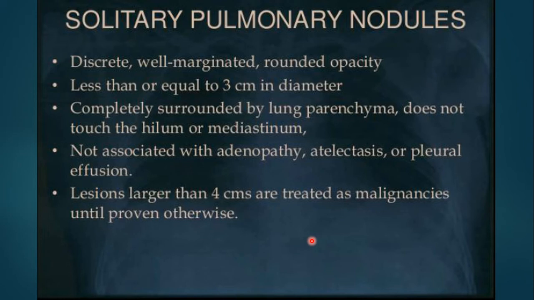What about solitary pulmonary nodule? If you have a patient, you did a chest x-ray for him, and you have a nodule sitting just there, one nodule, solitary. First of all, what do we mean by pulmonary nodule? What's the definition of a solitary pulmonary nodule? It's a discrete, that means well-defined, well-marginated, rounded opacity, less than or equal to 3 centimeters. If it is more than 3 centimeters, it's a mass, it's not a nodule.